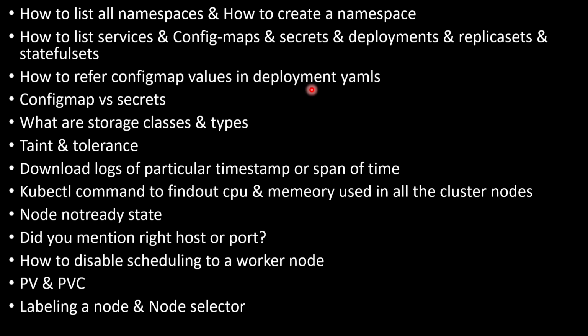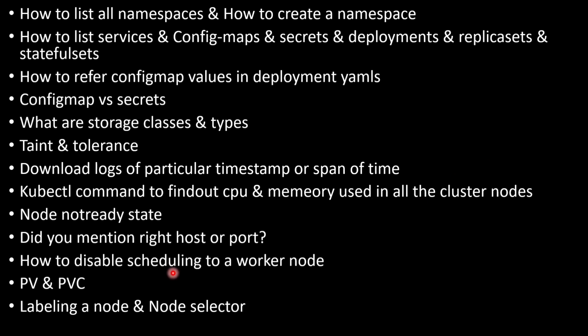How to download logs from a particular span of time? That is kubectl logs. We can use that command, and inside that you can use a flag called hyphen hyphen since equal to, and how much time period you want, like 24 hours, 48 hours. If you mention that, all the logs from that timestamp will be displayed, and you can download them. And the kubectl command to find out CPU and memory used: once your metric server is installed, we can use kubectl top pods, kubectl top nodes.